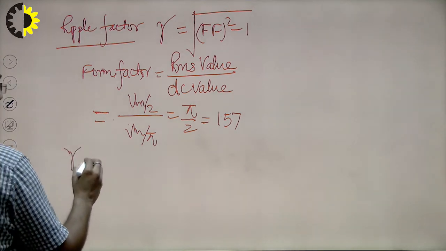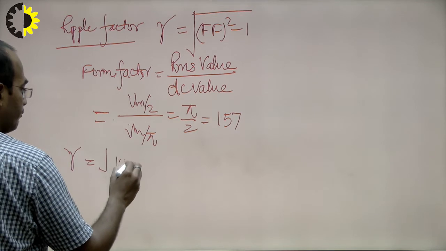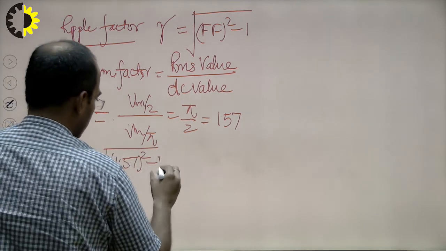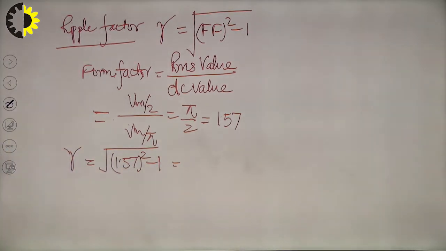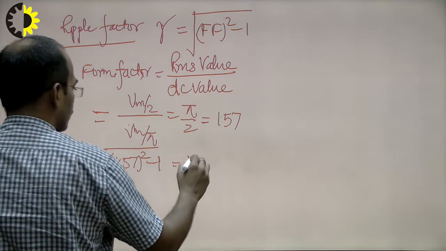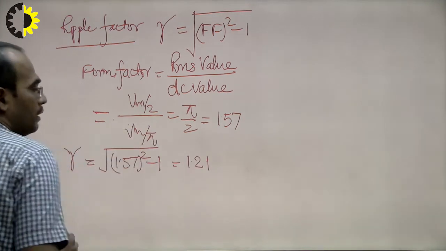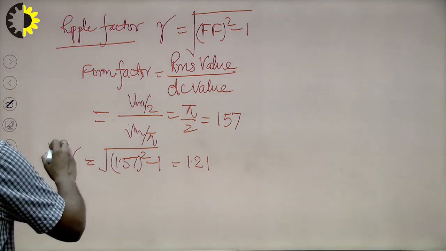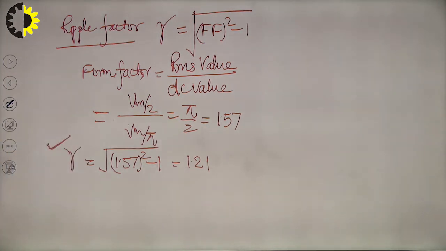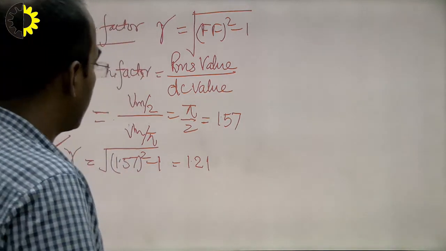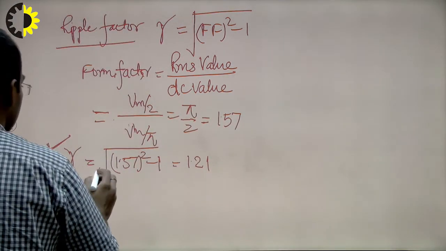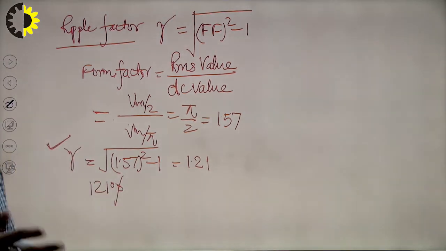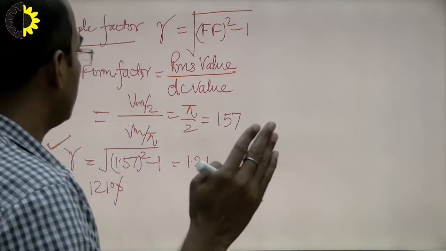Ripple factor gamma is equal to square root of 1.57 square minus 1. After solving this, you will get gamma is equal to 1.21. So gamma is 1.21 or ripple factor is 1.21. If I convert this in percentage, then it means 121% AC components or ripples are present at the output of half wave rectifier.